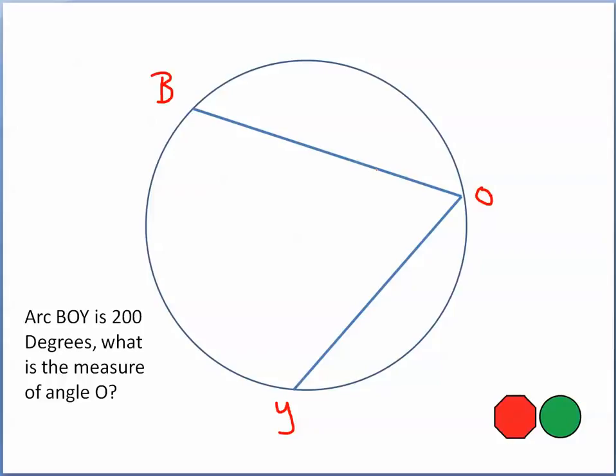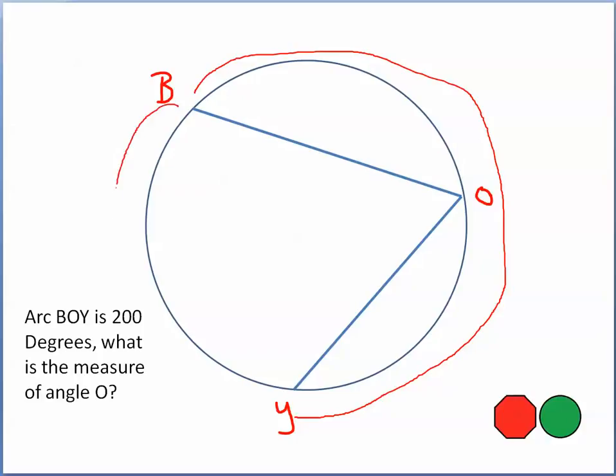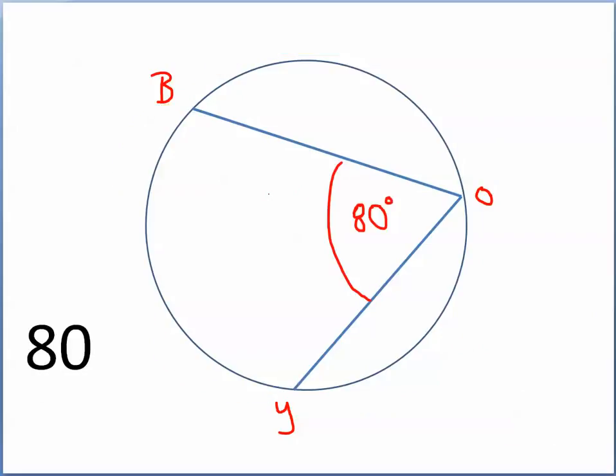Okay, now here we have an arc, BOY. It's 200 degrees. What is the measure of angle O? All right, works like this. We know that arc BOY is 200 degrees, so that means this right here is 200 degrees, and all the way around is 360, so that means this arc right here happens to be 160 degrees, and angle O would be half of 160, or exactly 80 degrees.